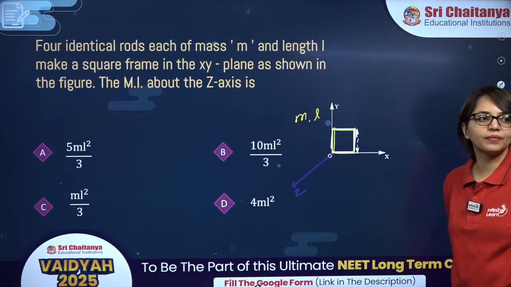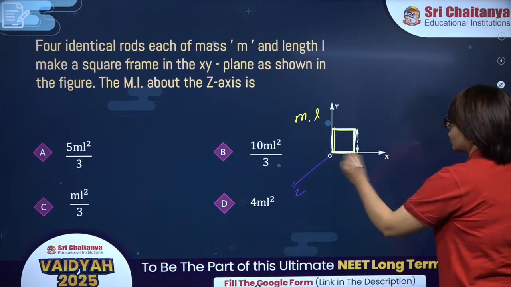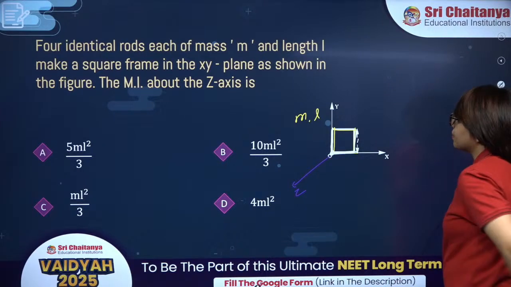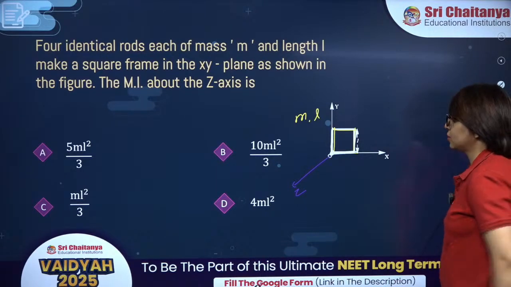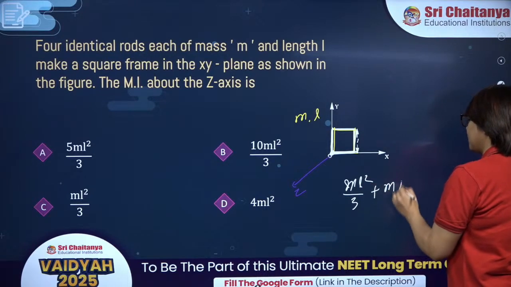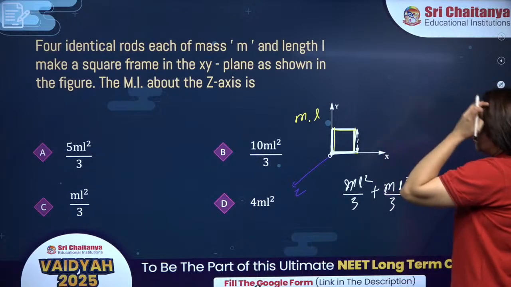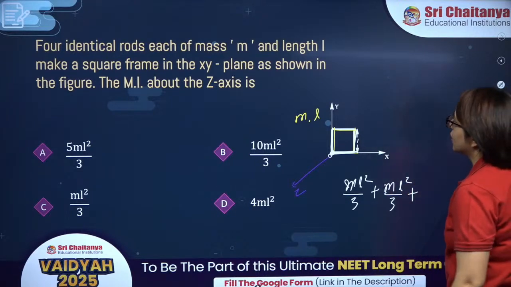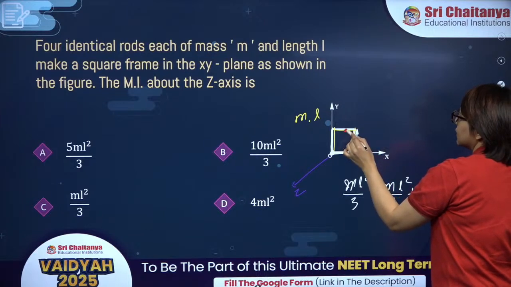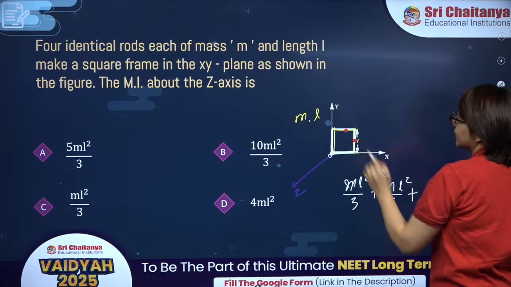Option B. All right. So, for this rod and this rod, the axis of rotation is passing through the end of the rod. So, for this it is ml square by 3 plus ml square by 3. Okay. Now, here for this rod, this is the center of mass, and for this rod as well, this is the center of mass.